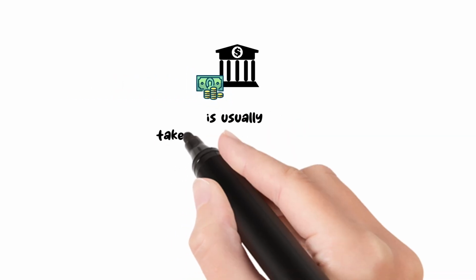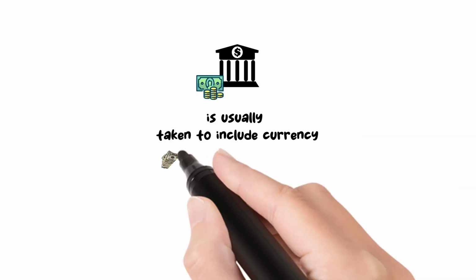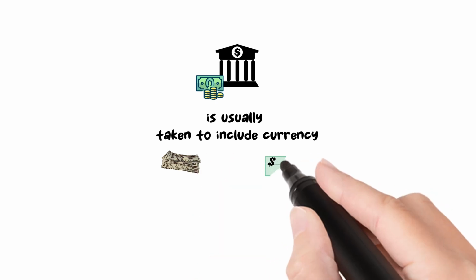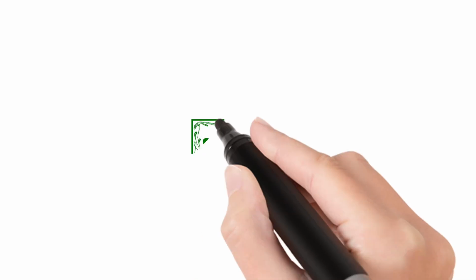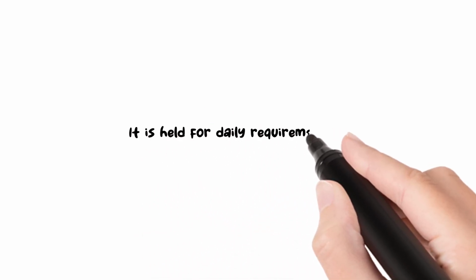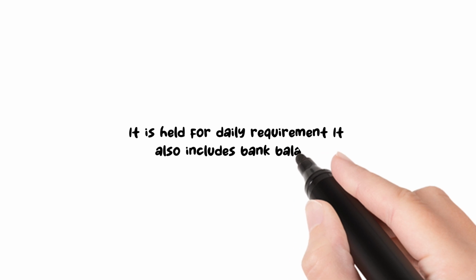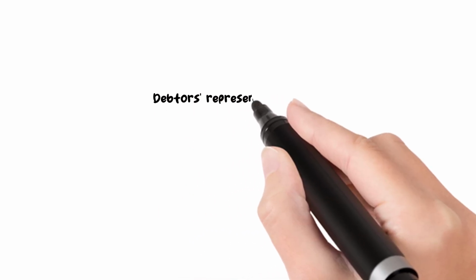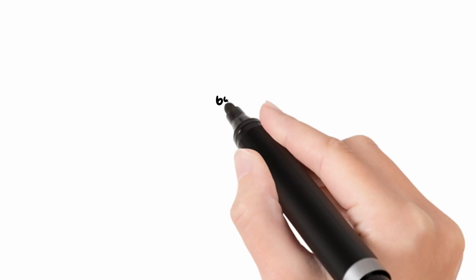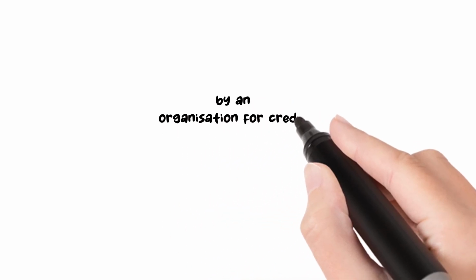Cash in bank is usually taken to include currency, like foreign currency, checks, or any other instruments which are easily convertible into cash. It is held for daily requirement. It also includes bank balance. Debtors represent balances receivable from customers by an organization for credit sales made.